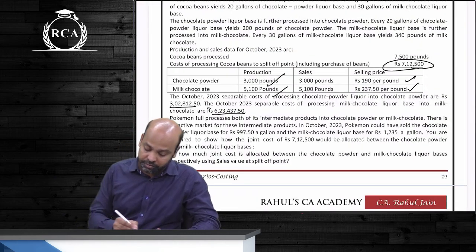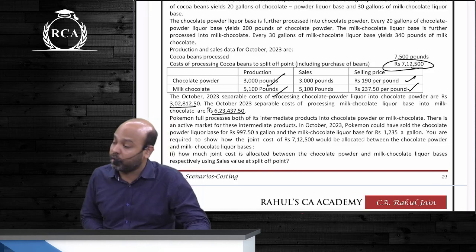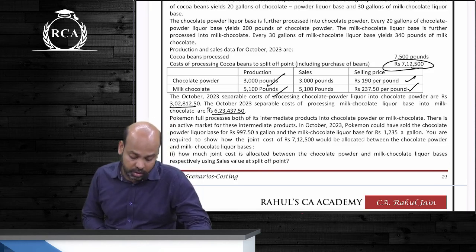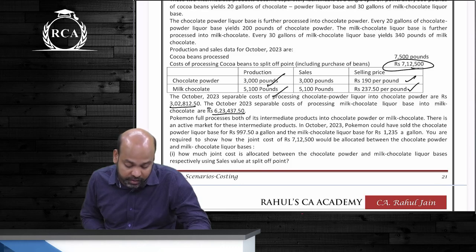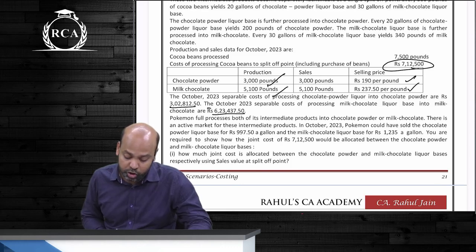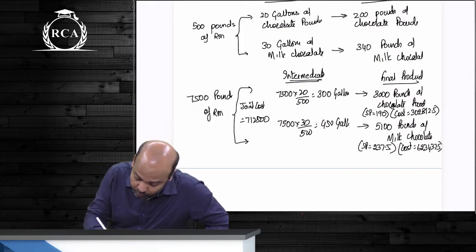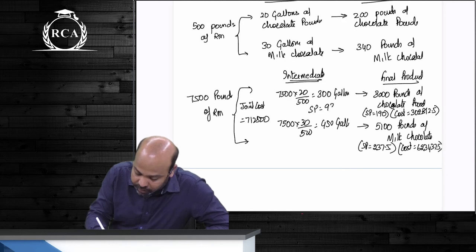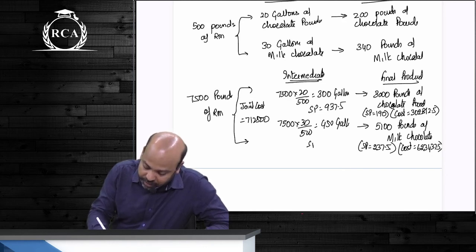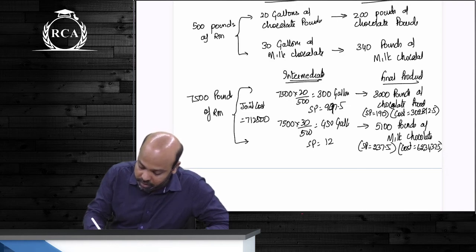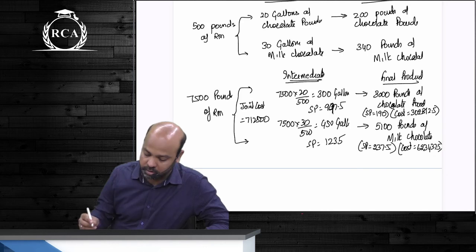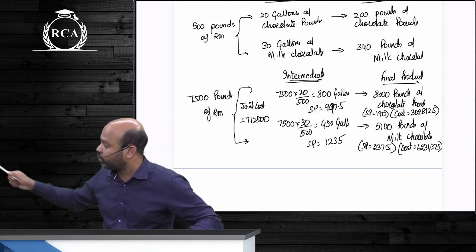at present we are fully processing both of the intermediate products into chocolate powder or milk chocolate. There is an active market for the intermediate product also. We could have sold chocolate powder liquor base at 997.5 and milk chocolate liquor base at 1235. If you wanted, you could have sold this at what price? 937.5. This at? And this at? This will become sales value at split off point.